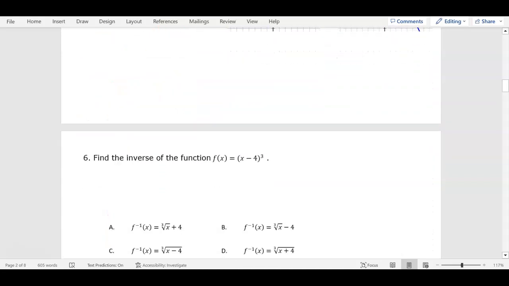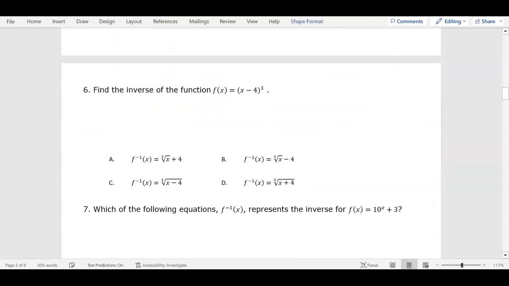All right. Number 6. Inverse, once again, we're going to turn this into y equals x minus 4 cubed. Switch x and y.